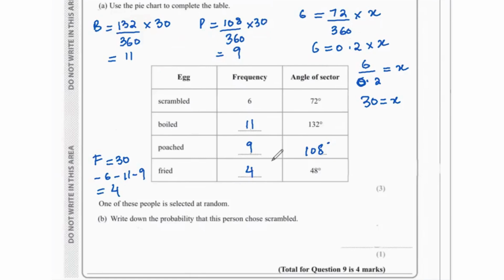One of these people is selected at random. Write down the probability that this person has chosen scrambled. So 6 out of 30, which can be simplified to 1 out of 5 as well. Because there's 6 people who choose scrambled, and we know that the total frequency is 30.